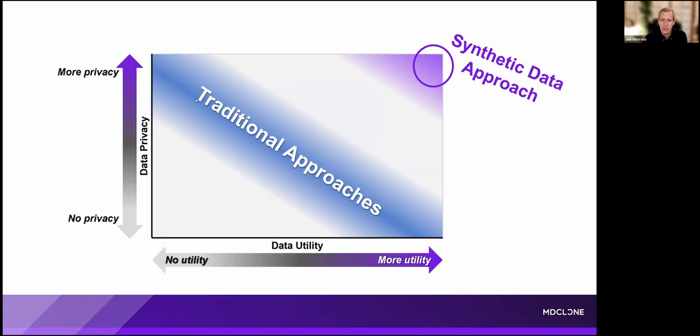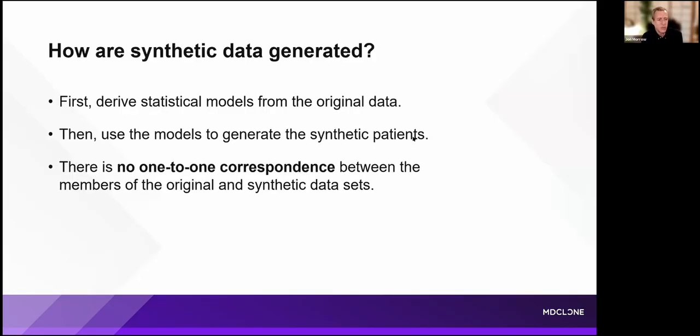Traditional approaches tend to fall along the diagonal in the middle, where there's a trade-off from more privacy, no utility, to more utility, no privacy. With synthetic data, you're able to maximize utility with maximal privacy because, again, there's no one-to-one correspondence with actual patients, but you have the utility because you've maintained the statistics and the statistical properties, the overall shape, and the correlations within the population. So how do we do this?